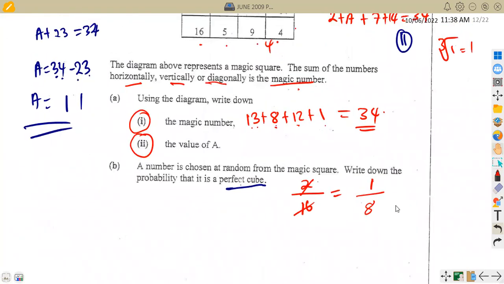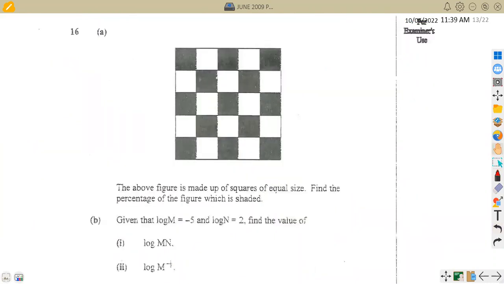Let us now look at the other part of the question. Number 16, the above figure is made up of squares of equal size. So these are of equal size, as you can see. Find the percentage of the squares which are shaded, guys. It's a repetition of the last question. 1, 2, 3, 4, 5. 1, 2, 3, 4, 5. So we've got 5 times 5. How many squares do we have? There are 25 squares in total.